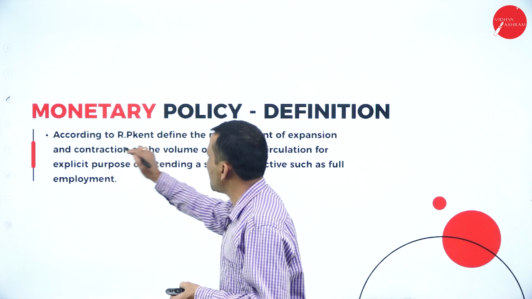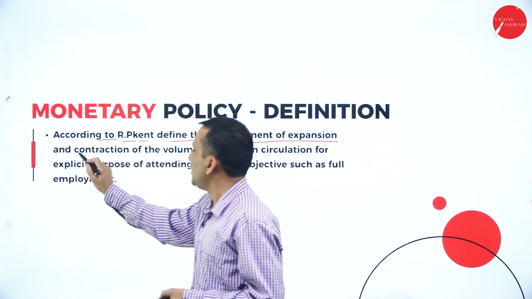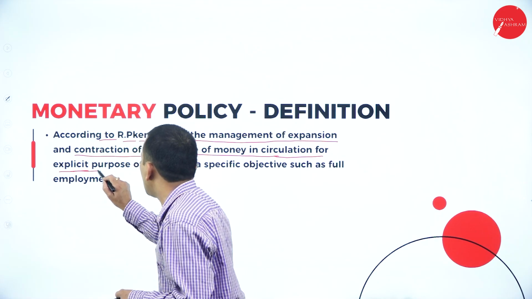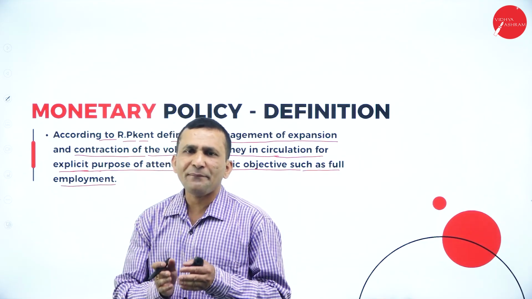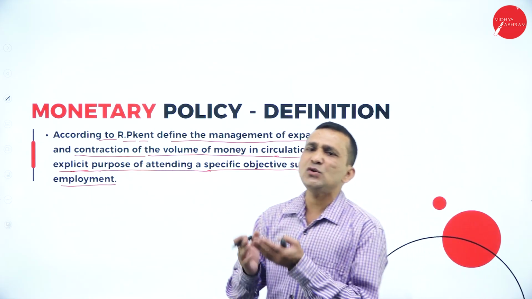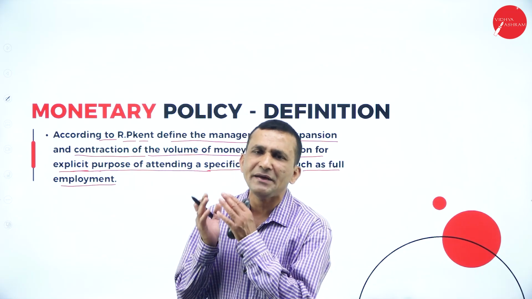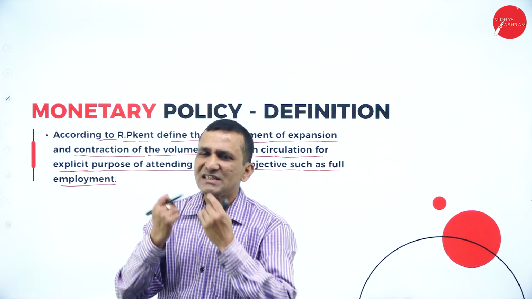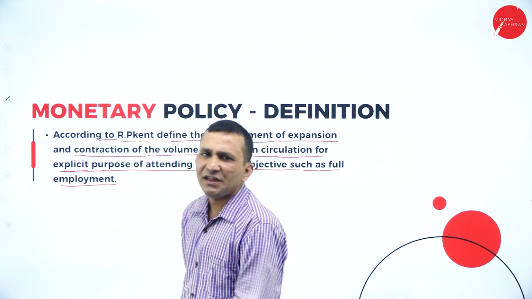Moving forward to the definition, according to R.P. Kent, monetary policy is the management of expansion or contraction of the volume of money in circulation for the explicit purpose of attaining a specific objective, such as full employment. Because of money control, the flow of money, the disposable income, they are trying to invest. If the rate of interest is less, they invest in the share market and mutual funds. If the bank rate is increasing, people will sell shares and debenture bonds from the capital market and invest in the banking sector.